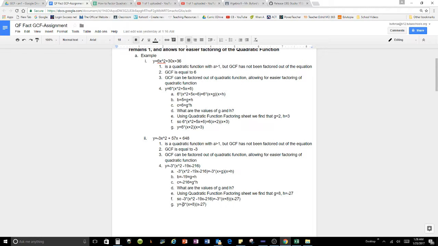And having that greatest common factor pulled out again allows us to solve based on the method that we've used in the past. The only thing that we have to remember to do is to make sure that we multiply this equation by our greatest common factor.